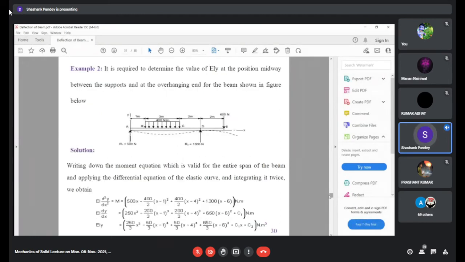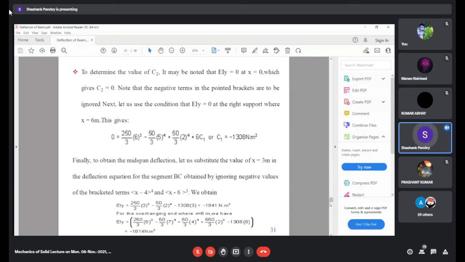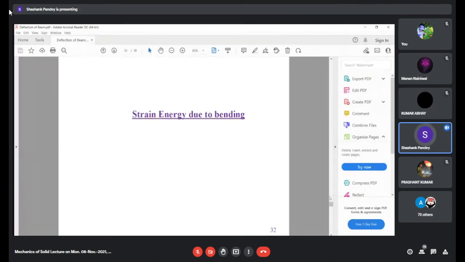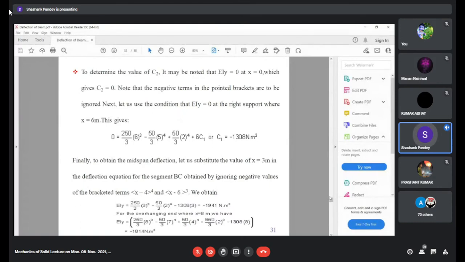So it was supposed to be midway between the supports. In the question it is written that you have to determine the value of EI midway between the supports. The whole length of the beam between the supports is 6 meters, and midway between the supports is 3 meters. So we will substitute x is equal to 3 and get the corresponding value of EI equal to minus 1814 Newton per meter cube. Now this is all about Macaulay's method.